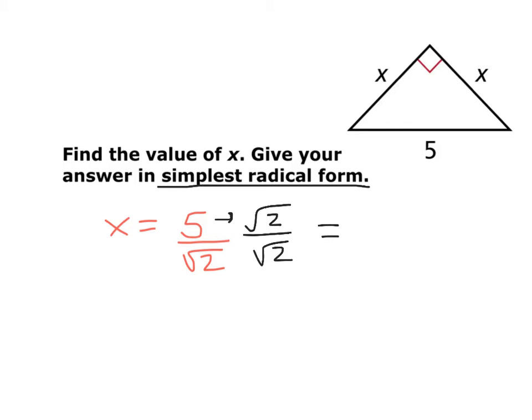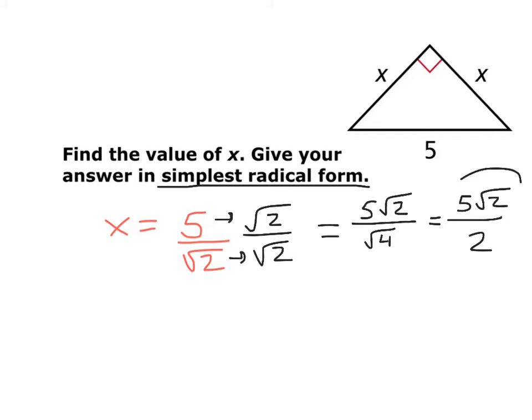So we multiply the tops across and the bottoms across. So what do we get on top? 5 square root 2 over. What's square root 2 times square root 2? Square root 4. What's the square root of 4? So we get 5 square root 2 over 2. And this is our answer in simplest form.